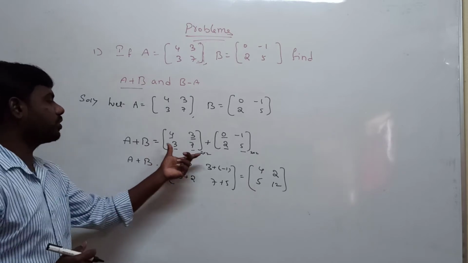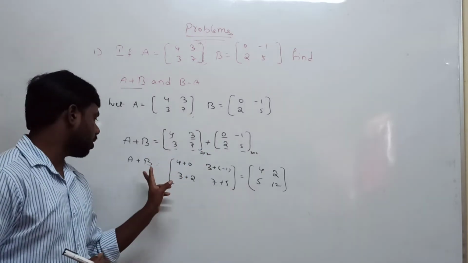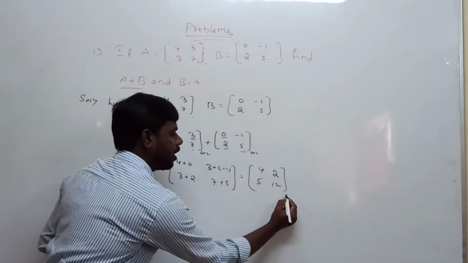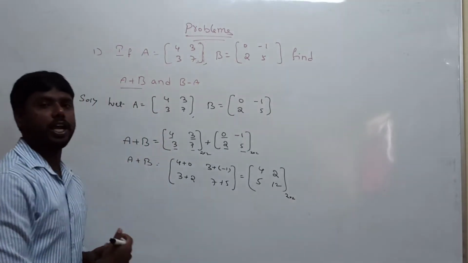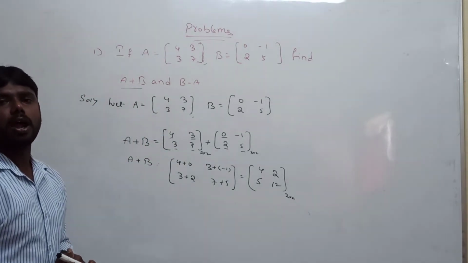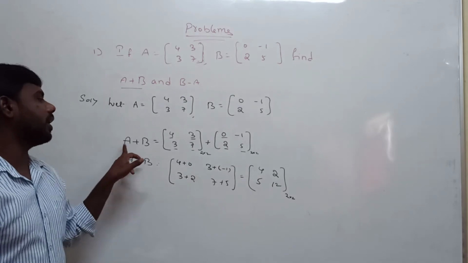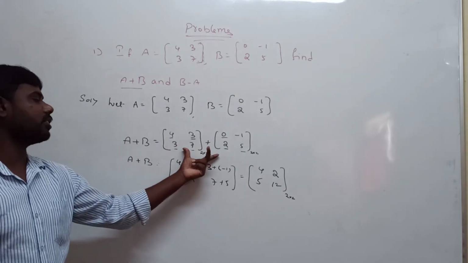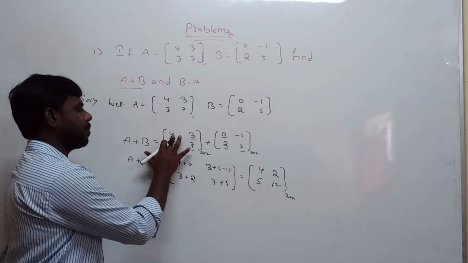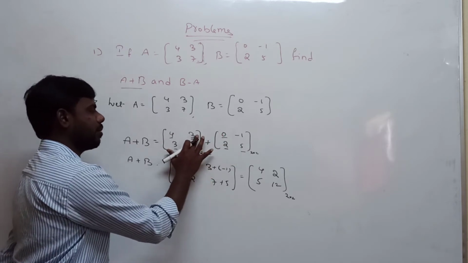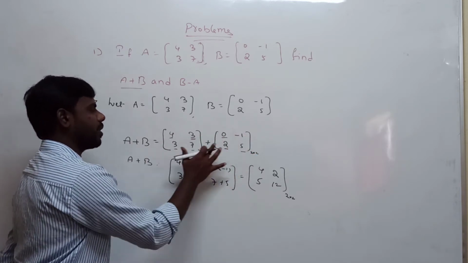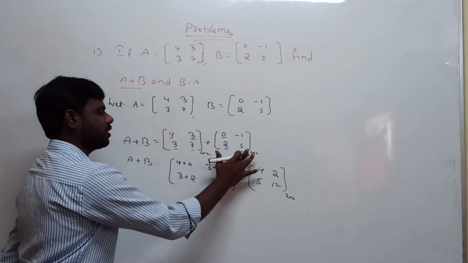So when two matrices are of the same order, the sum is also of the same order, and it is obtained by adding the corresponding elements in matrices A and B: first element plus first element, second element plus second element, third element plus third element, fourth element plus fourth element.